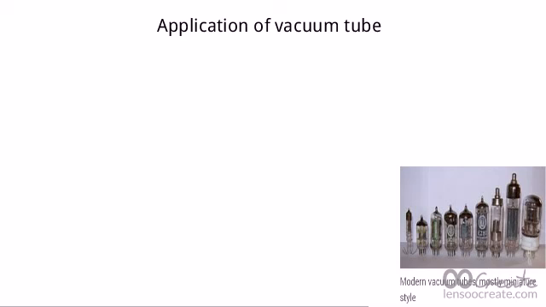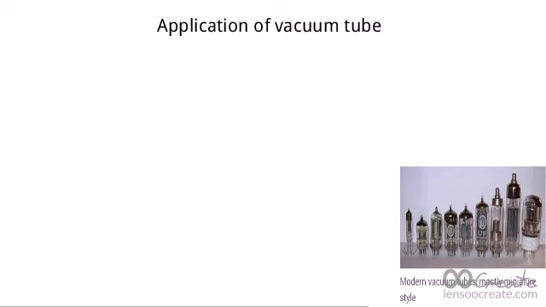What are the applications of the vacuum tube? Many new and exciting applications were found for these devices. First of all, what is the use of a vacuum tube? It is used to amplify electronic signals. On the right hand side, you can see modern vacuum tubes. They are mostly miniature style.